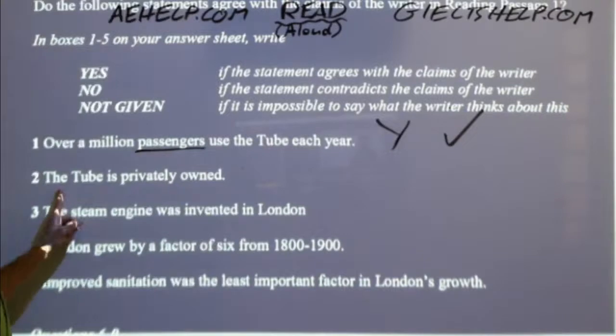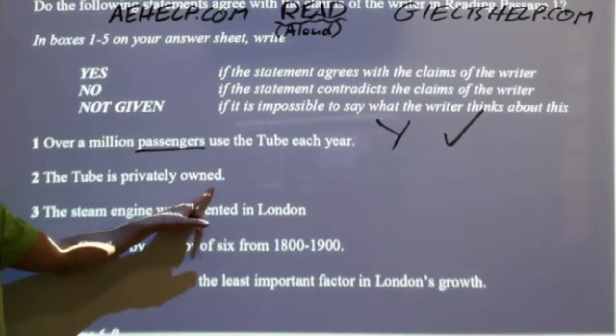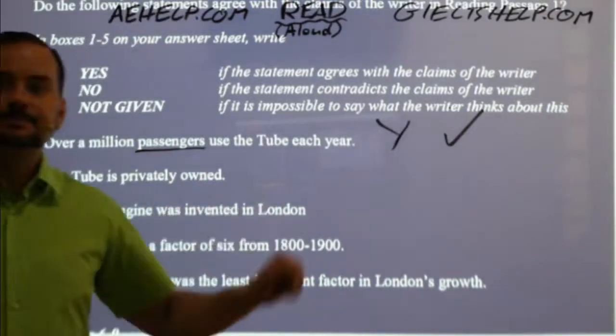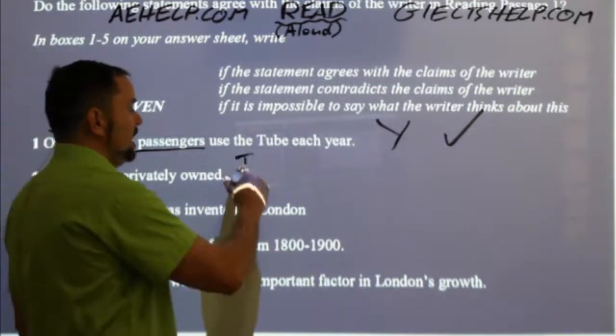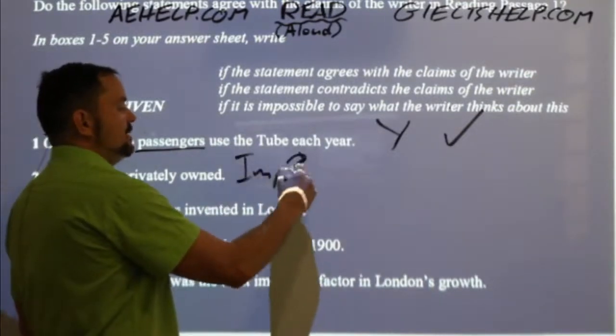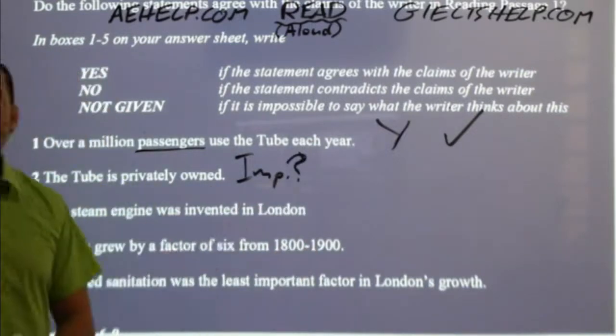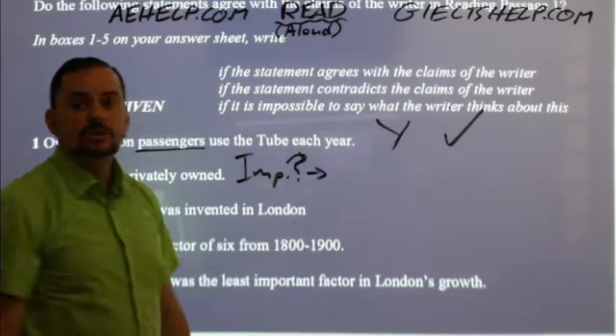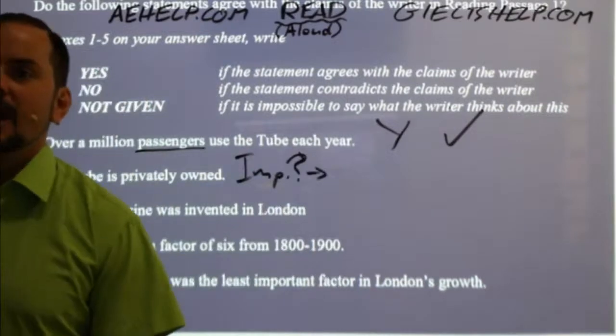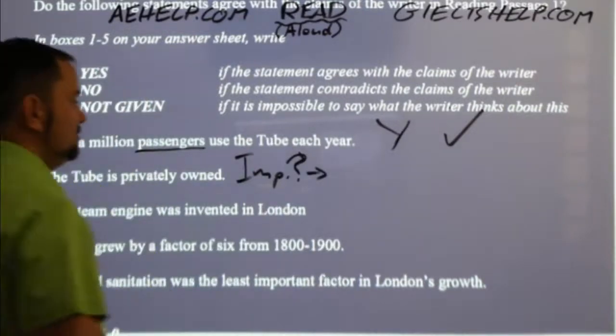Okay, next one. The tube is privately owned. Is it important to know? So I'm going to shorten it like this: imp, important. Imp actually has a different meaning, so careful. Is it important? Yeah, users would be okay as well. Yeah, it's important. So it's given.